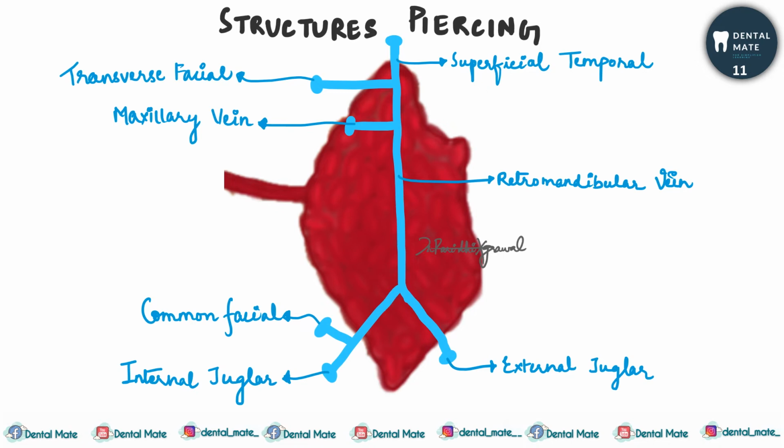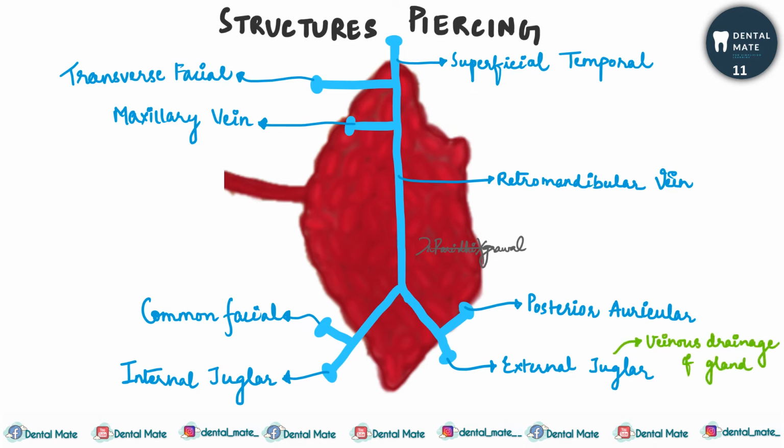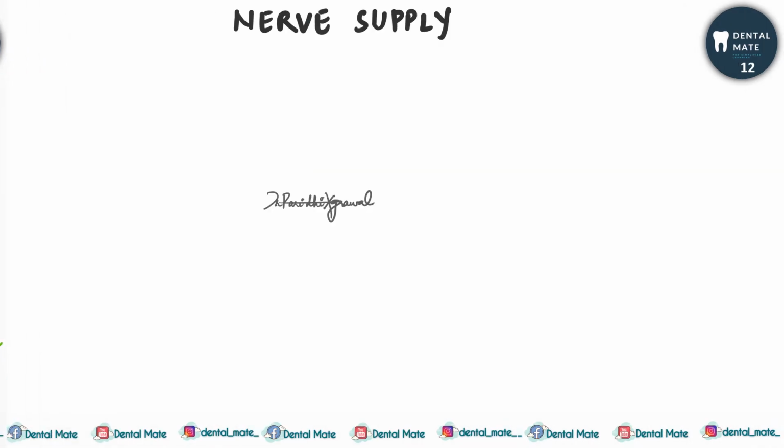When it divides into the internal jugular, it gives another branch, the common facial vein. When it divides into the external jugular, it gives another branch, the posterior auricular vein. So the external jugular vein is the venous drainage of the gland. Now let us talk about the nerve supply of the gland.